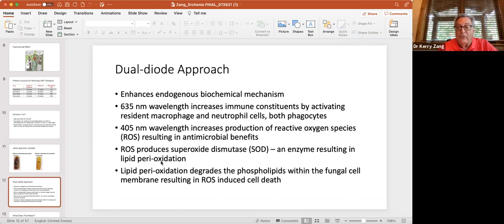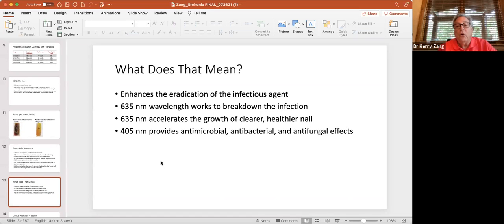But it just targets the abnormal cells. So what it does, it enhances the eradication of the infectious agent. This also, by the way, if you have patients that have little diabetic ulcerations on the toes or the digits, you can put their feet into this device and it'll kill the bacteria. It'll kill it without having to do debridement, if they're too fragile for that. And it'll also increase the microcirculation.